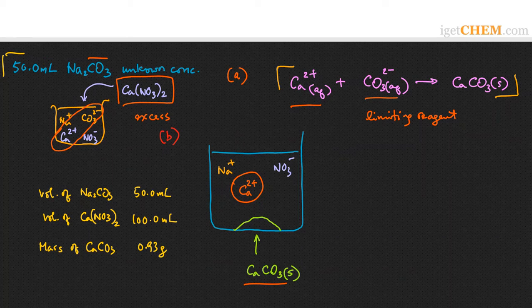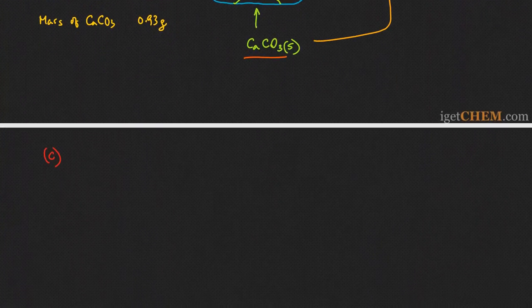So what you need to do is to calculate the number of moles of the limiting reagent. In this case it is the carbonate ion. So that definitely then comes from the mass of the calcium carbonate. So we can calculate the number of moles of the CO3 2 minus, because in one CaCO3 there is one CO3 2 minus ion.